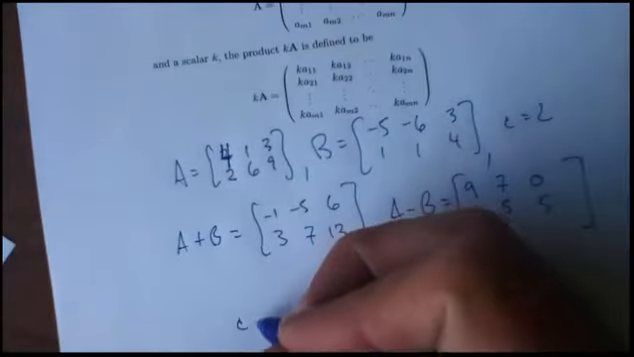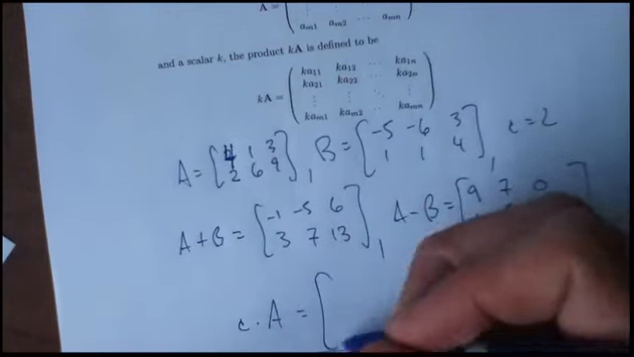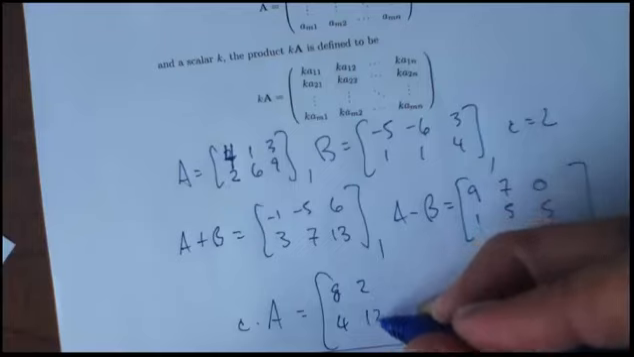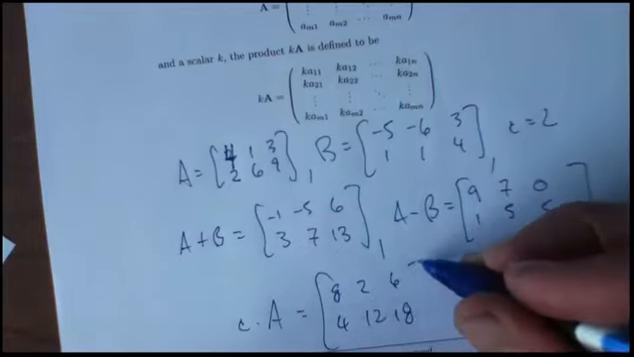What about C times A? In this case, C is 2, so that's going to be 8, 4, 2, 12, 6, 18. Right? You just multiply each one of these numbers in A by whatever the constant C is that you're multiplying by.